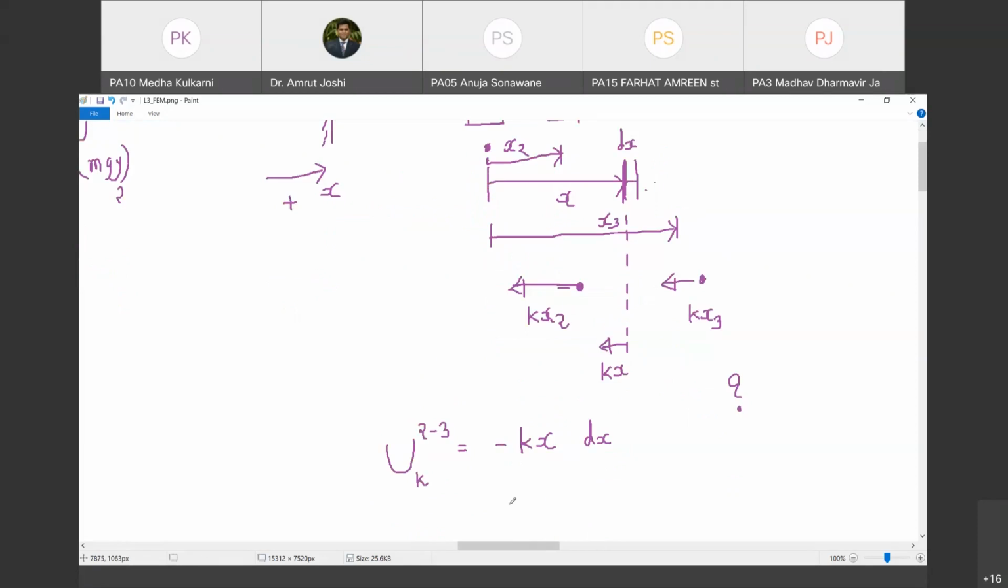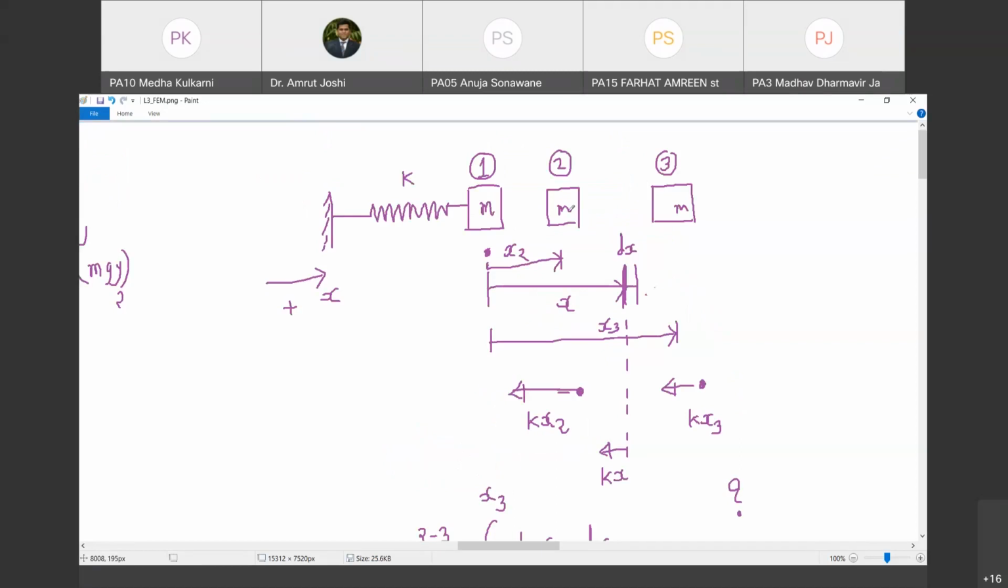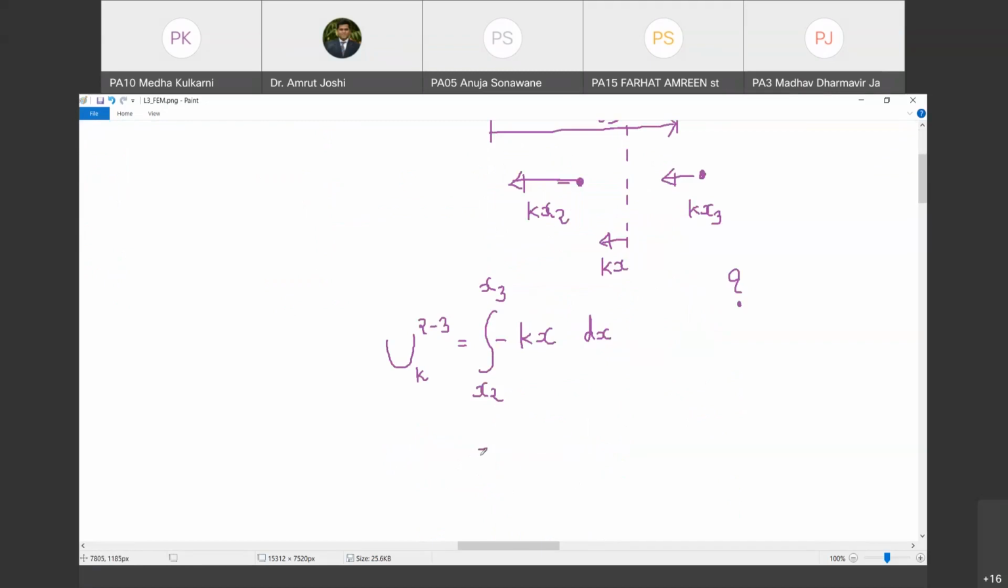Now, if I have to find out the work done by the spring force when it moves from x2 to x3, I will have to integrate. So integrating it in the limits x2 to x3 is going to give me the work done by the spring force as the object moves from position number 2 to 3. What is the work done? Tell me. Minus kx square by 2. Do you agree with me?